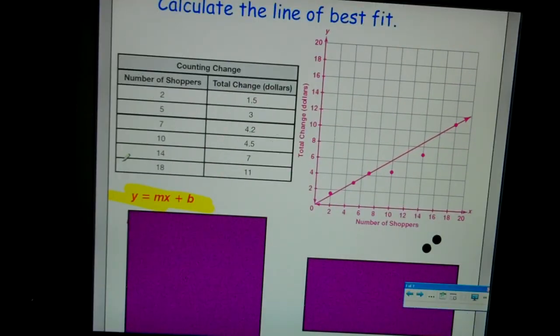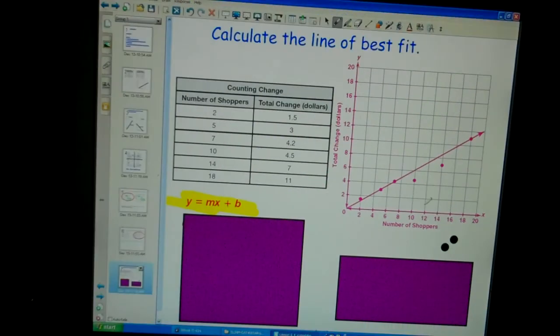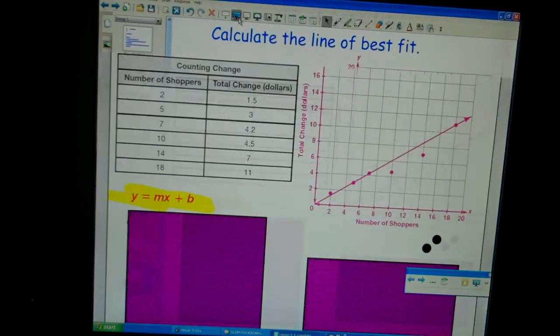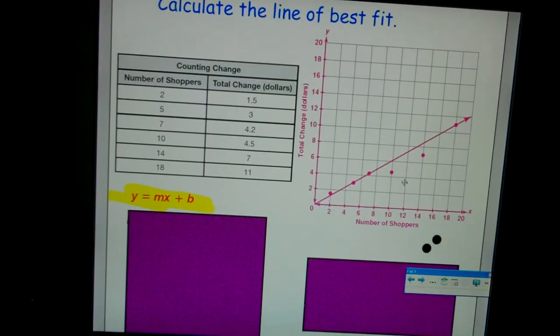So in order to get us started, which part should we find first, the M or the B? We should find the M, okay? Always start with your slope, okay? Let me get another tool. Now I'm going to help you, just in case you can't see it, to find 2 points that would really work for this. You got to find perfect intersections. I'm going to go with 18 and 11, okay? That's a good one to use.